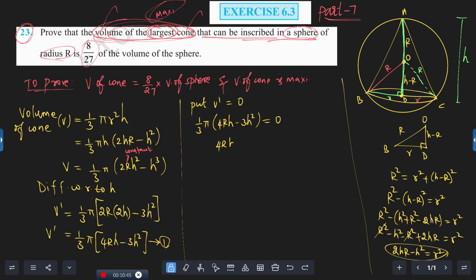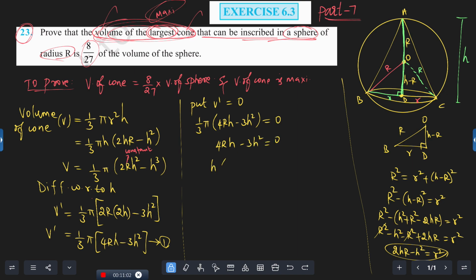4 times R H minus 3 times H square equals 0. When you send it opposite, plus 3 times H square you will be getting. So H, if we cancel... actually H you should not cancel, children. Variables and all you don't cancel. You take H outside.